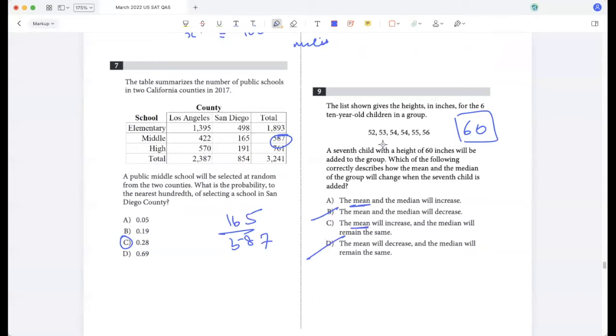For the initial 6, the median is 54, the average of these two. And for the group of 7, the 4th value is also 54. So the median stays the same.